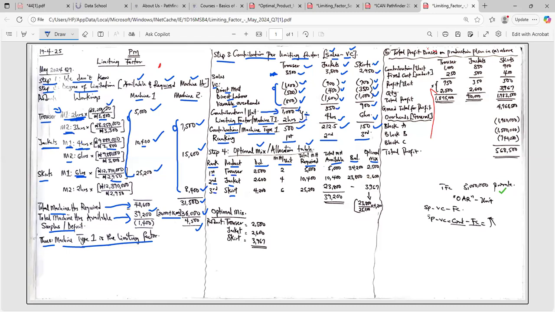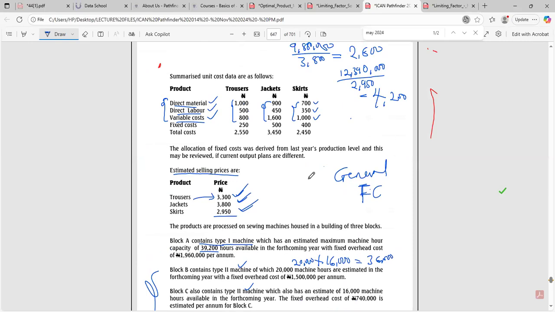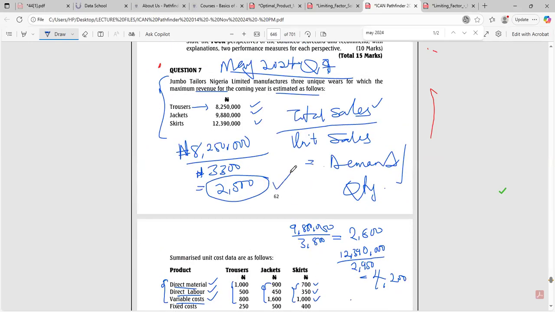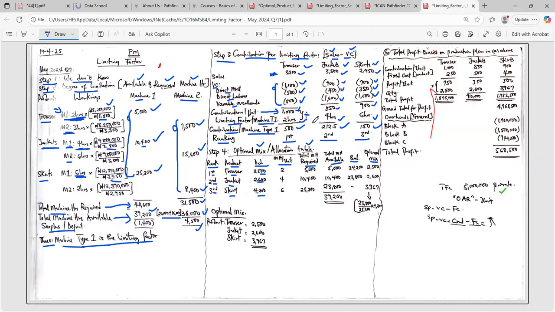When we divided 8250 divided by 3,300, we got 25. When we divided 9880 divided by 38, we got 26. And then we got 42. Let me confirm where we did it. We did it up here. Sorry, please. Yes, we got 25 here. We got 42 here, and we got 26. So we are correct. All right, that's correct.